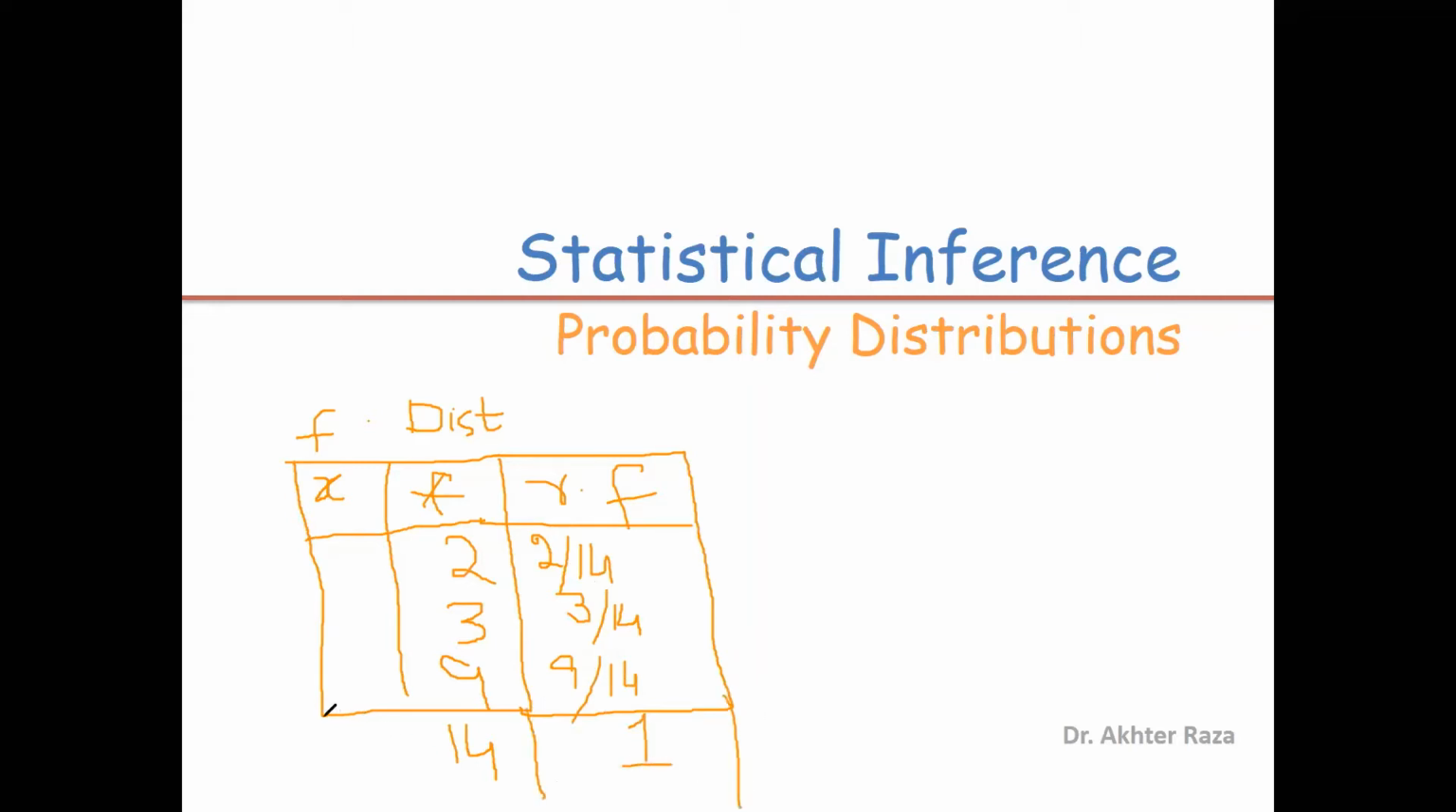This relative frequency distribution can be expressed in the form of p(x), or we can call it a column of probabilities. And if we have two columns in the table, one is x and the other is p(x), then that table is referred to as a probability distribution. The probability distribution is an extension of the frequency distribution. We can construct a probability distribution by frequencies, by relative frequencies.